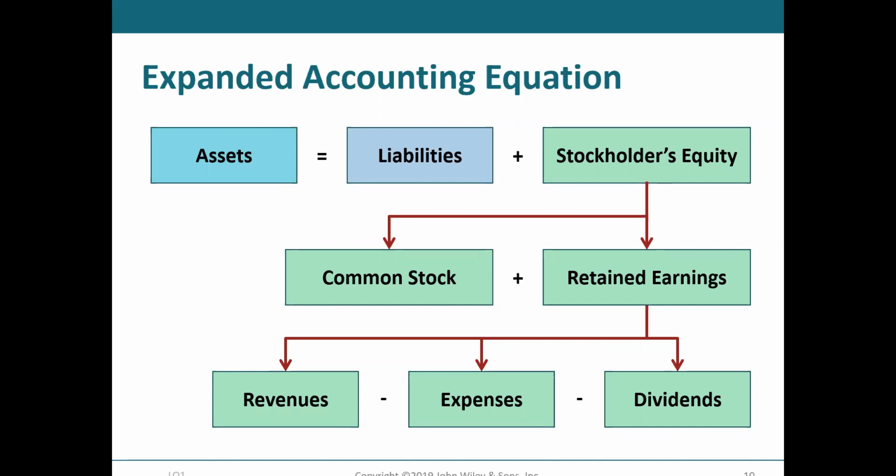The only way retained earnings gets reduced is through dividends. If you choose to give part of the company away to shareholders in the form of dividends, that reduces retained earnings, okay?